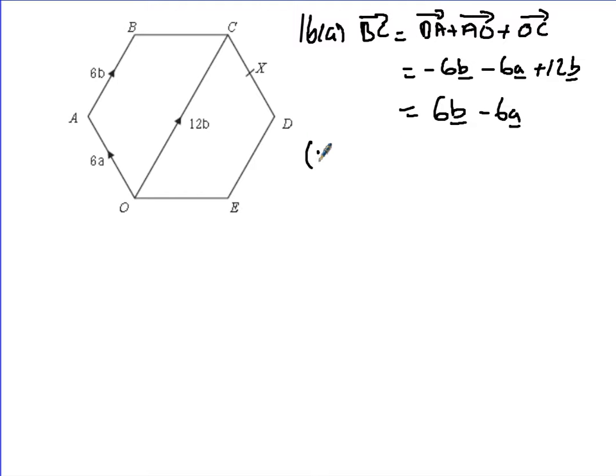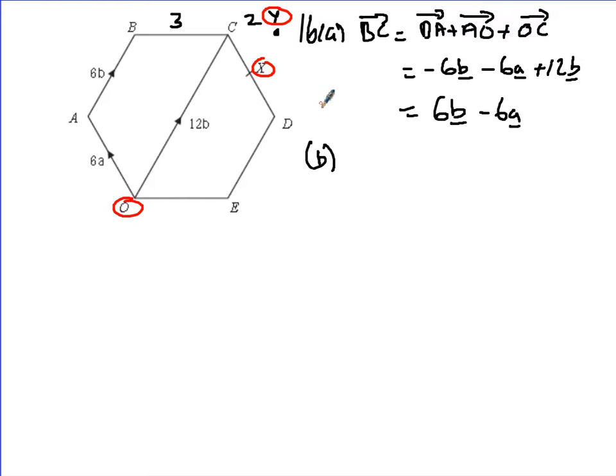Part B then says that X is the midpoint of CD, Y is the point on BC extended, so BC is here. So if I put a point, say Y there, such that BC to CY, so BC here being 3 amounts, to CY being 2 amounts, prove that O, X and then Y lie on the same straight line.